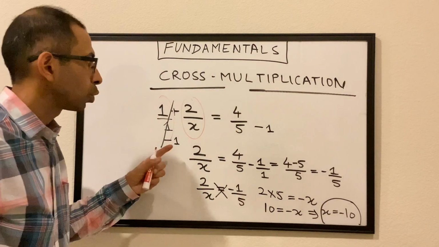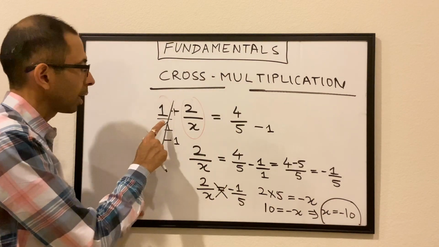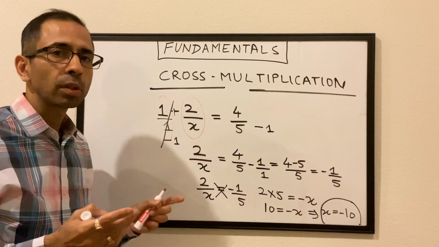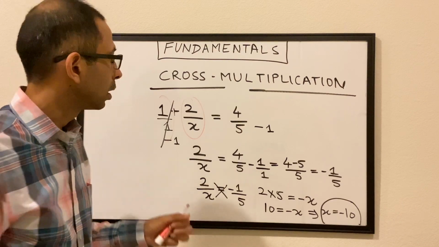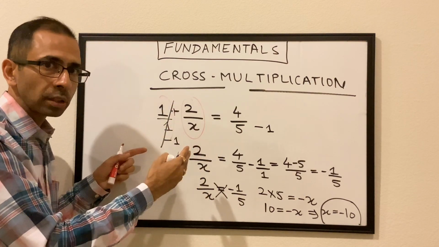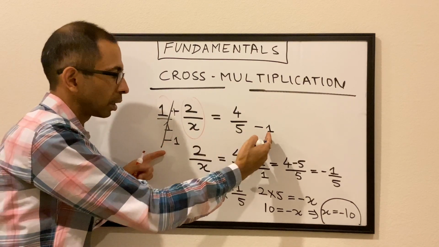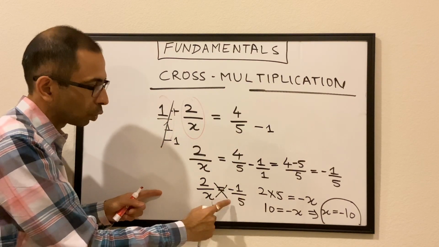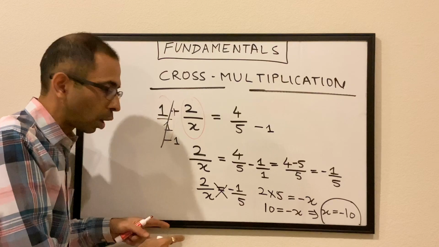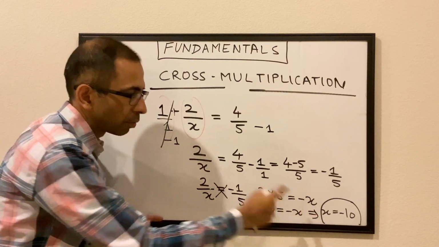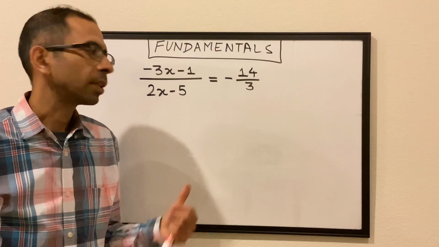Okay. So just to revise this very quickly, we had the question 1 plus 2 over x is equal to 4 over 5. At that point, we cannot do cross multiplication because on the left side we had two fractions. So we moved 1 to the right side, we did -1 here and -1 here, which gave us 2 over x is equal to -1 over 5. Now we have a single fraction on each of the sides. We did cross multiplication and found the value of x. Okay, let's go ahead with another question.